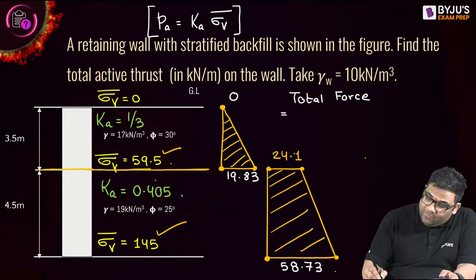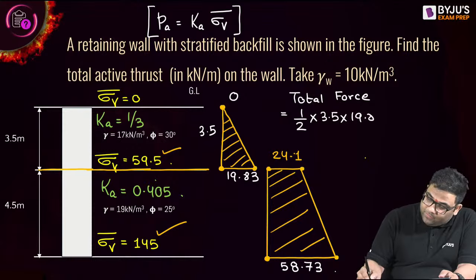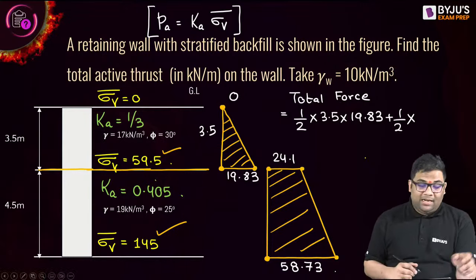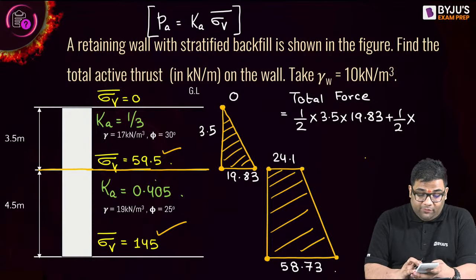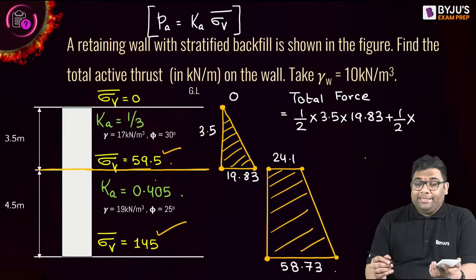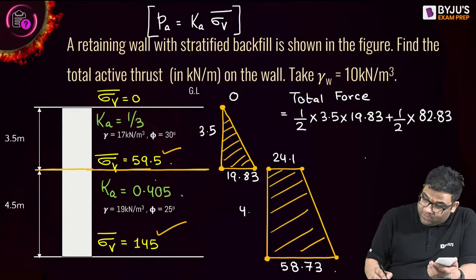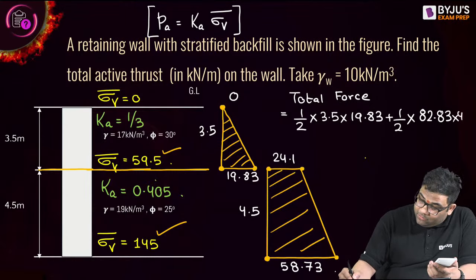Just take the area. For the first one, half base into height, because it's a triangle. The bottom one is a trapezoid, so half the sum of parallel sides. The sum of parallel sides is 24.1 plus 58.73. I'm getting a value of 82.83. Sum of parallel sides into this height of 4.5. So how much am I getting as total force?